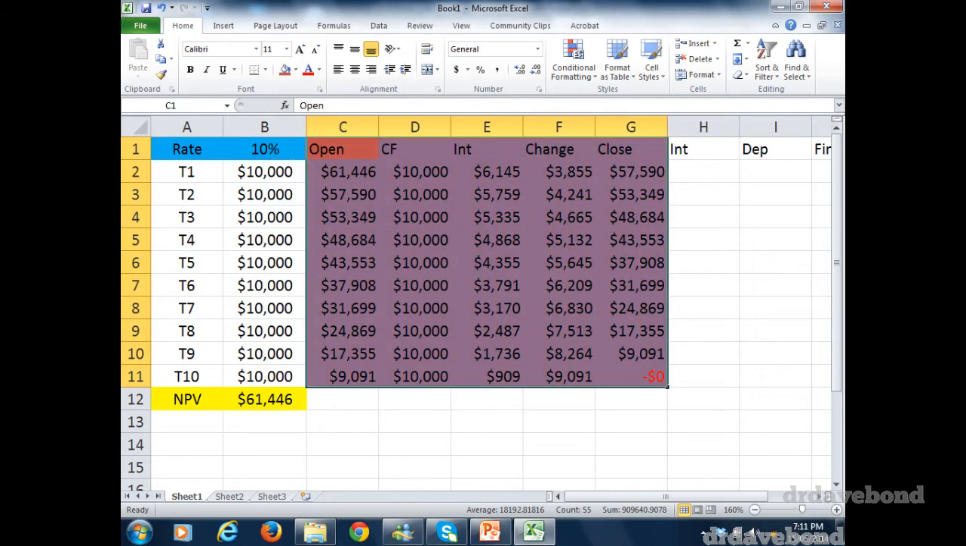Don't need that last row. And voila. Obviously a lot easier than doing it by hand in an exam, granted. But what we've ended up with is a 10-year lease amortization, lease liability amortization schedule. You can see that we end up at 0 at the end.